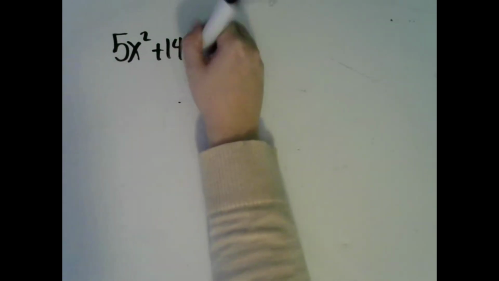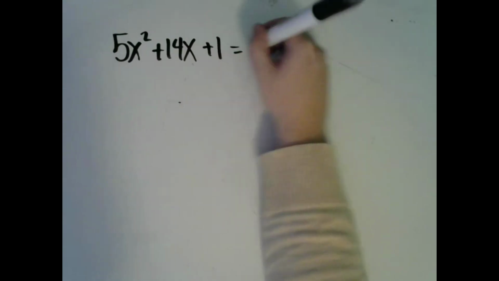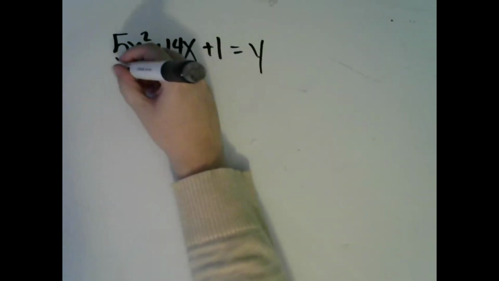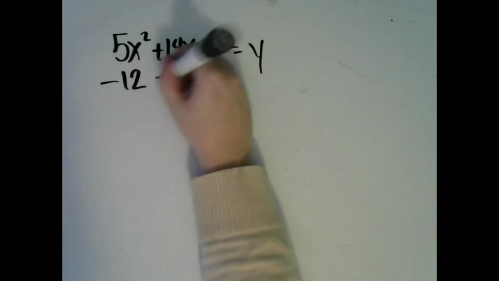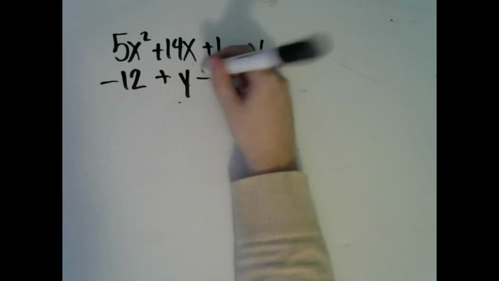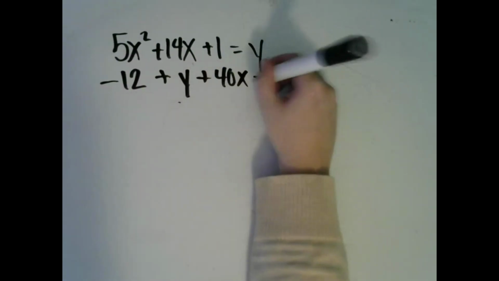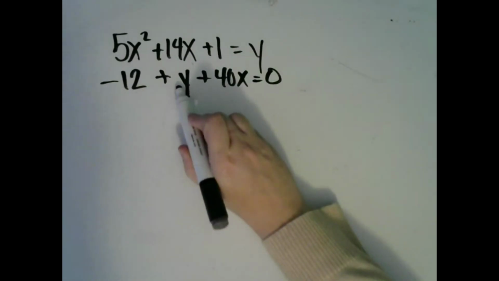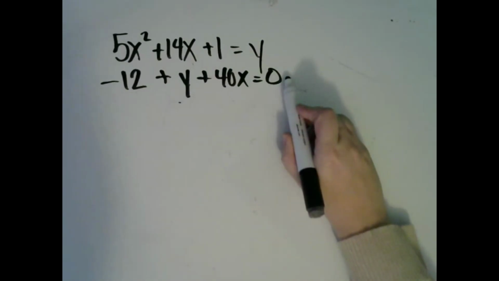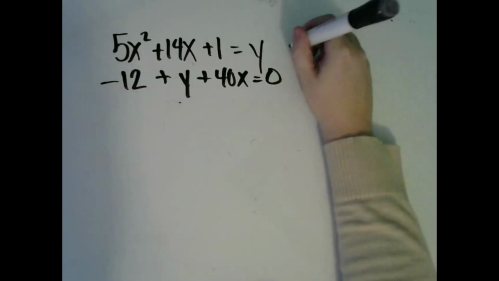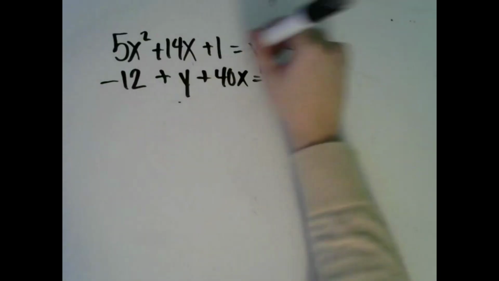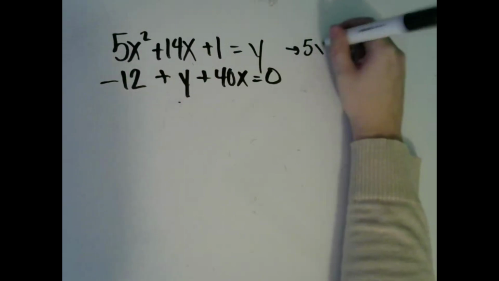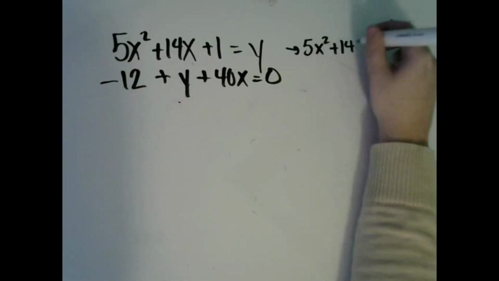For example 4, we have 5x squared plus 14x plus 1 equals y, and we have negative 12 plus y plus 40x equals 0. If I want these terms to line up, I'm going to need to subtract this y to the other side of this equal sign so that I have 2 y's down here. Since this is already written in standard form, I'm just going to recopy this equation as is.